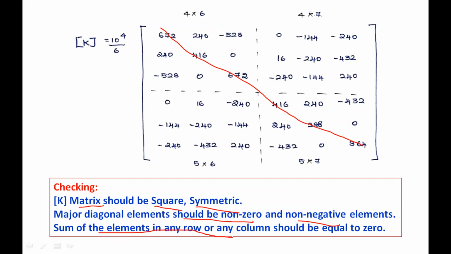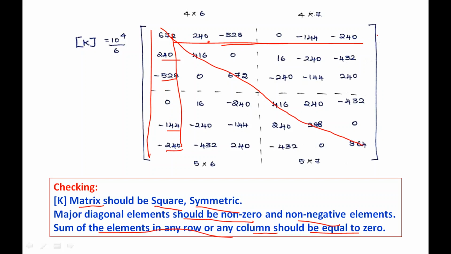Then the sum of the elements in any row and any column should be equal to 0. So when you add the elements of a column or elements of a row, it will be 0. So 672, 240, minus 558, minus 144, minus 240, like that. So when you add this column, we will get 0. Similarly, when you add row wise, also we will get 0. So by using these properties of this stiffness matrix, we can verify our answer. So we can leave this 60, this constant, outside the matrix. After checking the properties of the matrix, we can say this is the stiffness matrix for the corresponding element.